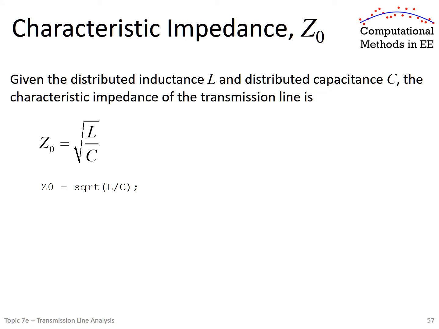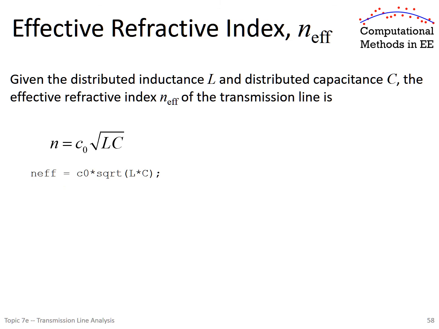If we have distributed inductance and distributed capacitance, the square root of L over C is our characteristic impedance. The speed of light times the square root of L times C gives us our effective refractive index. And that tells us how quickly the signal will be propagating along our transmission line, how quickly it would accumulate phase.